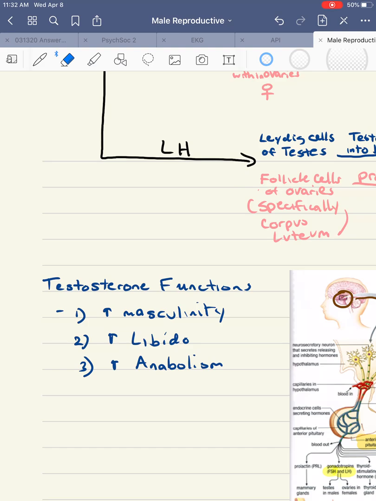Anabolism means to build. Where did you hear about anabolism? For example, anabolic steroids. That causes the building. So it's going to cause increased mass size of males.